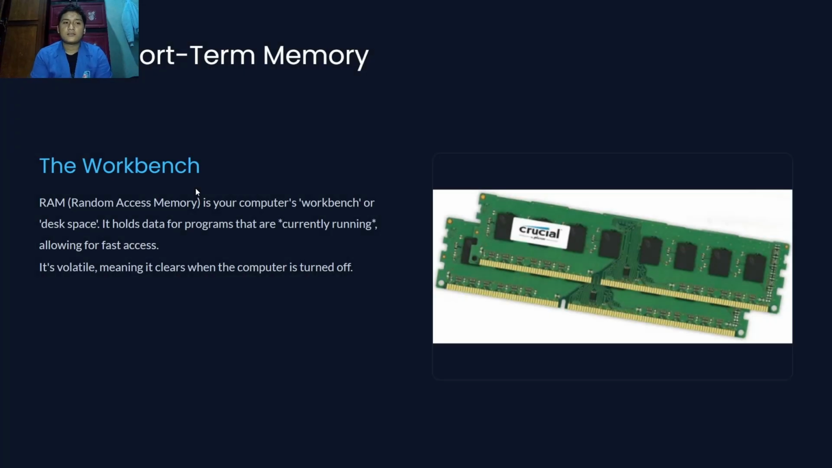Okay, the next slide is the RAM, or random access memory. It is the workbench or desk space. It holds data for programs that are currently running, allowing for fast access. It is volatile, meaning it clears when the computer is turned off. So the RAM is the working memory of the computer for running any programs.